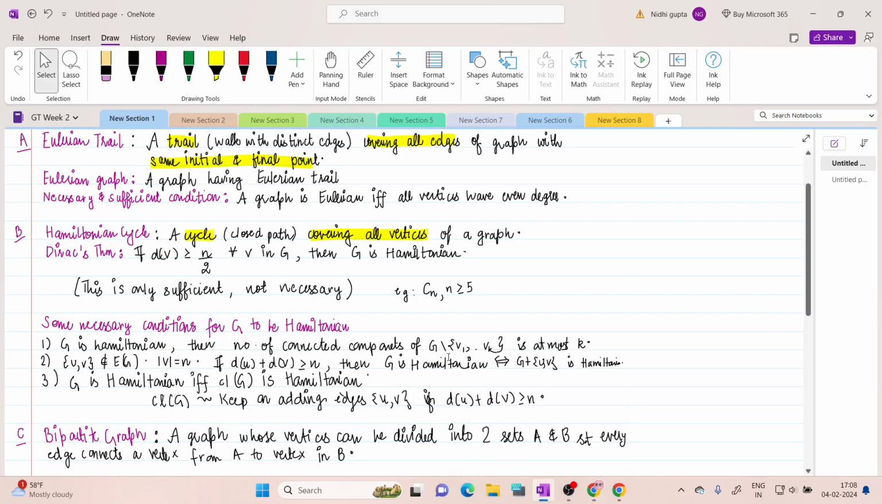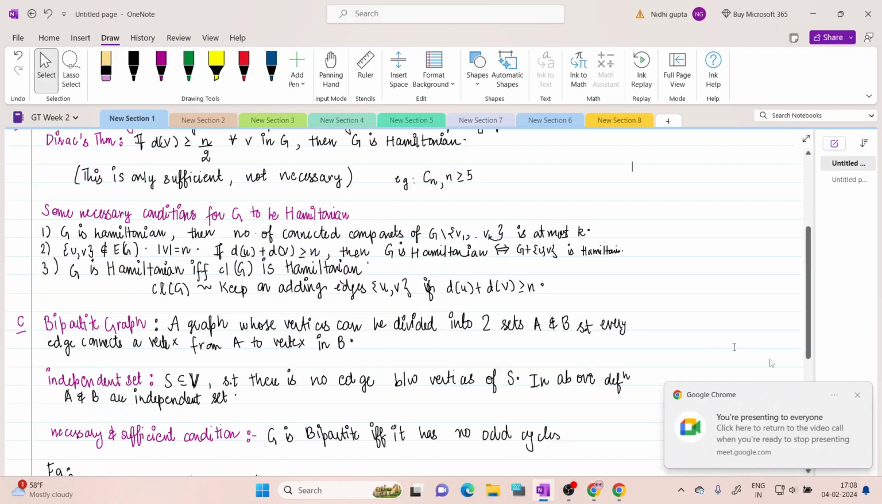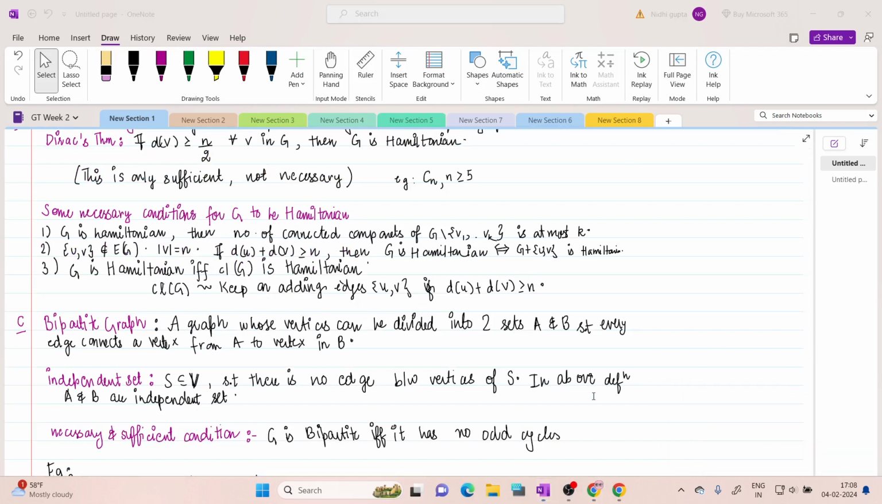Then the third thing is a bipartite graph. What is a bipartite graph? A bipartite graph is a graph whose vertex set can be divided into two sets A and B, and these two sets have a special property: within A there is no edge and within B there is no edge. The only possibility for edges is that any edge should have one vertex in A and the other vertex in B.